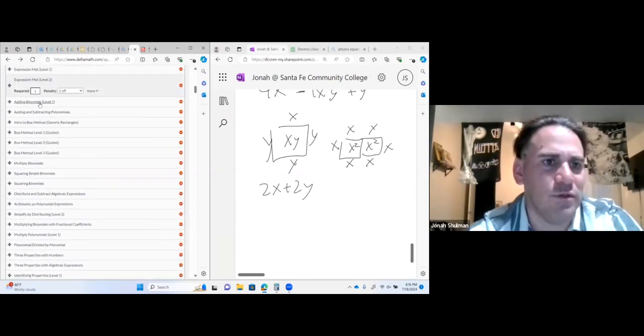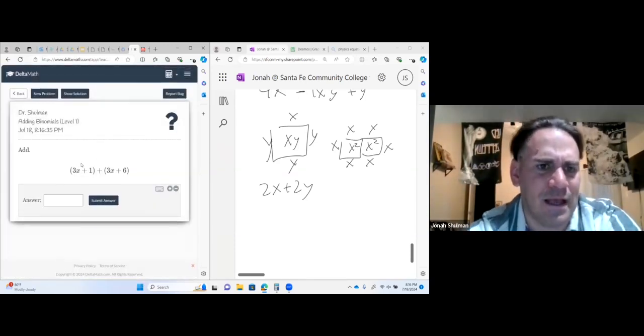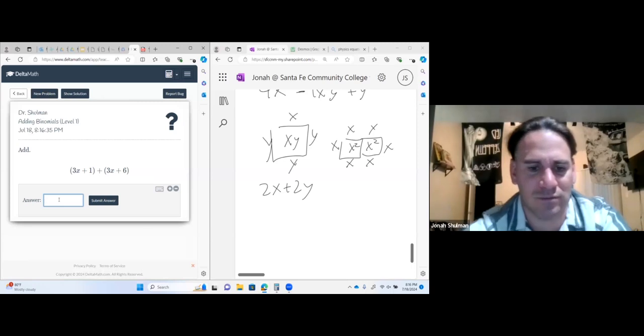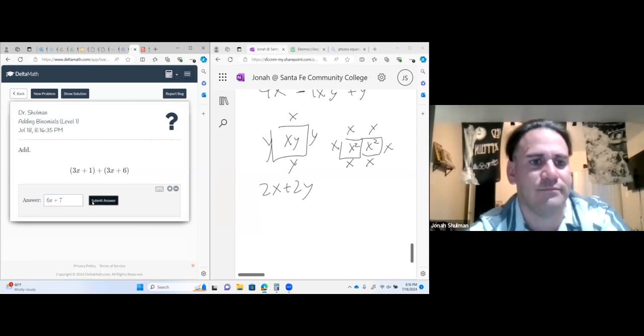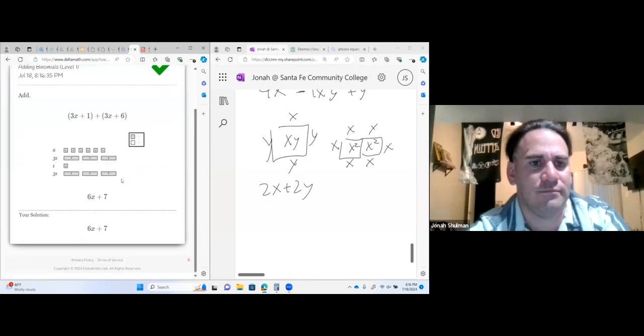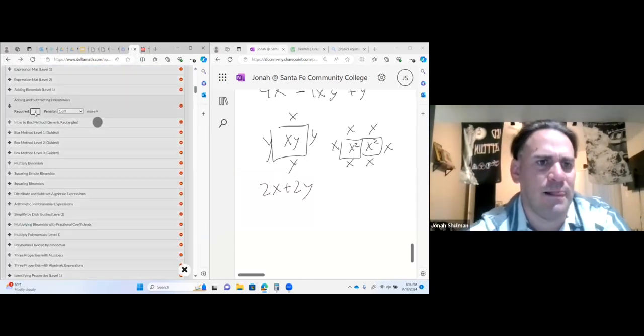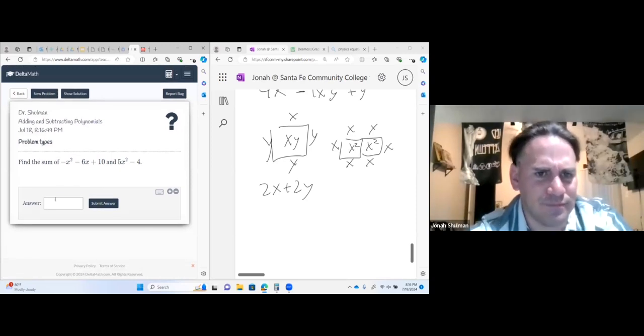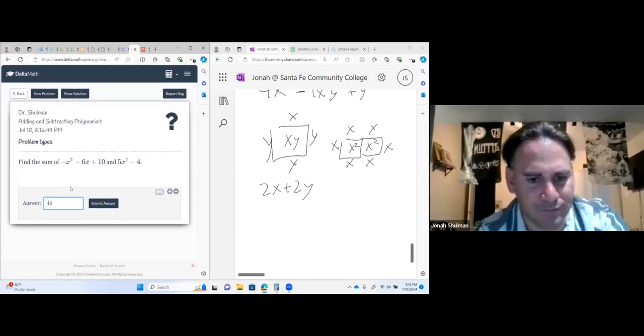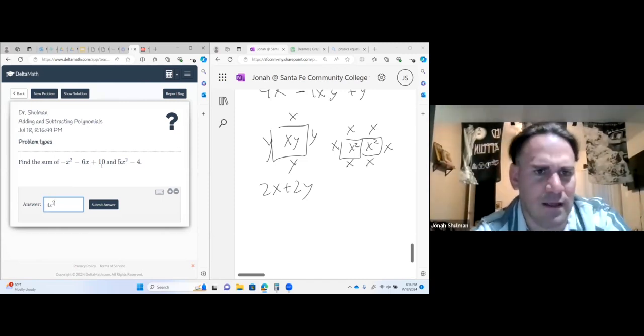All right. Let's add these binomials. You combine like terms. That's 6x plus 7. Nice. And this is with the tiles. Now we got a polynomial. 5 and a negative 1 is a 4x squared. Minus 6. And then a plus 10 and a minus 4 is minus 6.